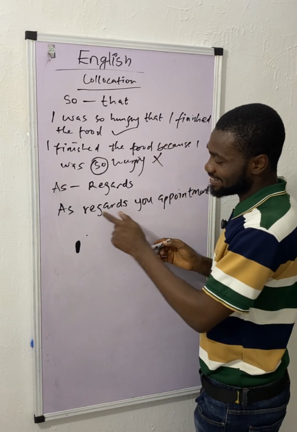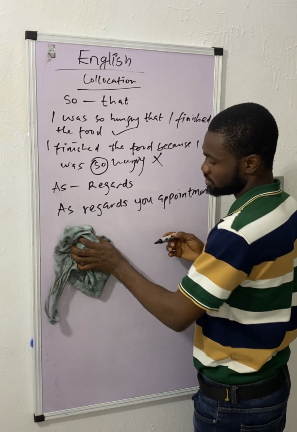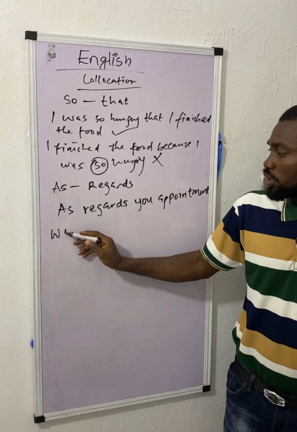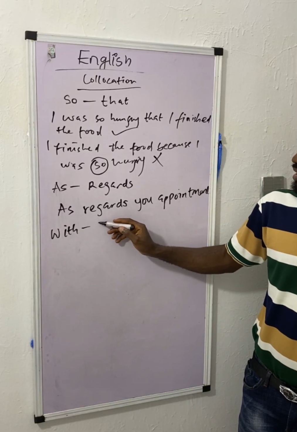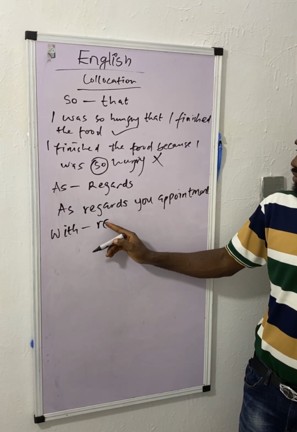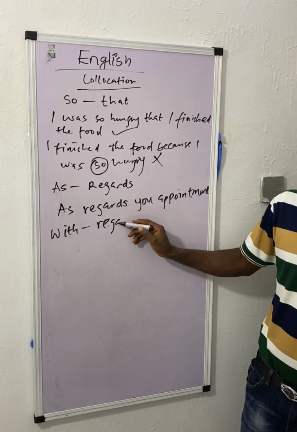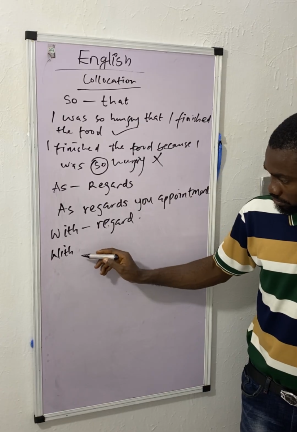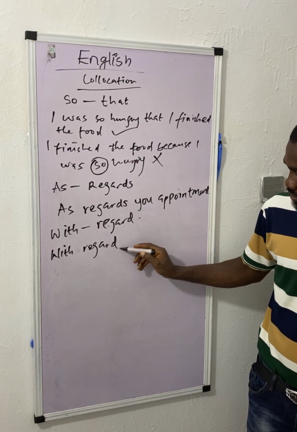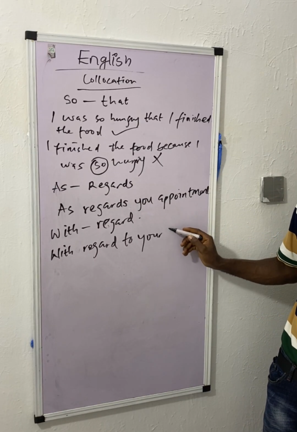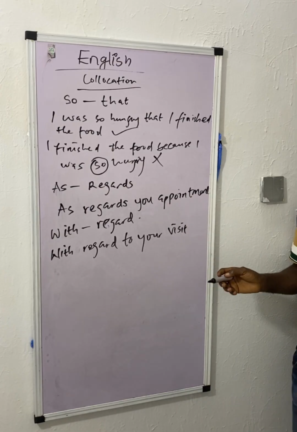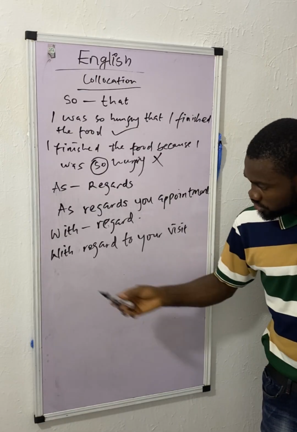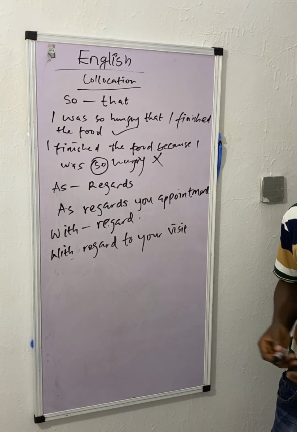But don't go and say as regard without S. It becomes wrong. So as collocates with what? Regards, with S. So with collocates with regard, the one without S now. So we can say with regard to your visit, we are making preparation. With collocates with regard.